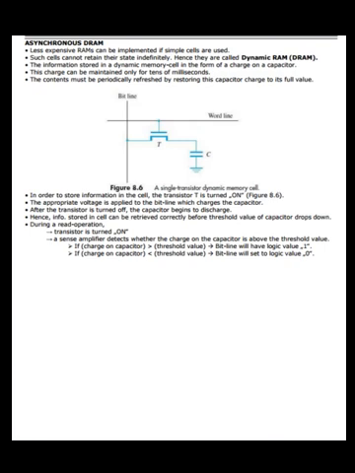During a read operation, the transistor is turned on. A sense amplifier detects whether the charge on the capacitor is above the threshold value. If the charge on the capacitor is greater than the threshold value, the bit line will have logic value 1. If the charge is less than the threshold value, the bit line will be set to logic value 0.